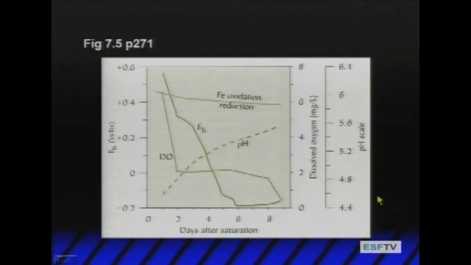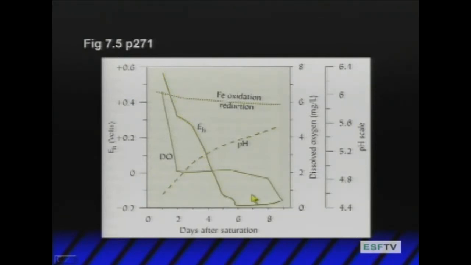So here's a nice illustration showing this measurement of redox potential. Here's EH on the y-axis, measured in volts. And note the scale, we're going in tenths of volts: 0, positive, and then negative, minus 0.2, minus 0.4, minus 0.6. And we look at days after saturation. So essentially, what happens after a rainfall? Here's the measurement of iron oxidation versus reduction, and here is EH. After a rainfall, under very saturated conditions, the EH drops precipitously.